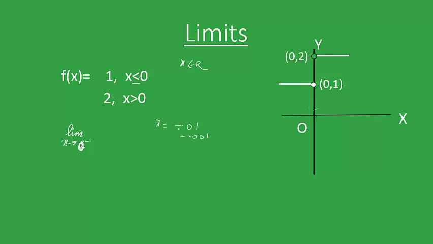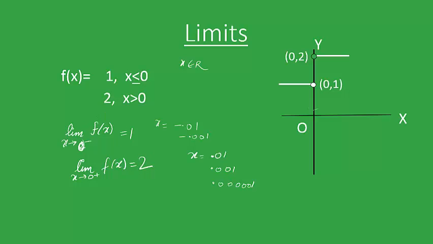So if x approaches 0 from the negative side, then the value of f(x) is equal to 1. And when x tends to 0 from the positive side, that is we take x equal to 0.01, 0.001, or say 0.000001, we have f(x) tending to 2.